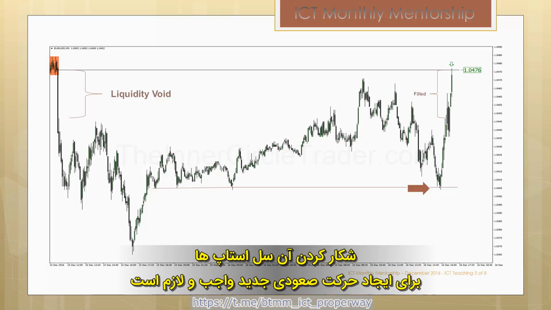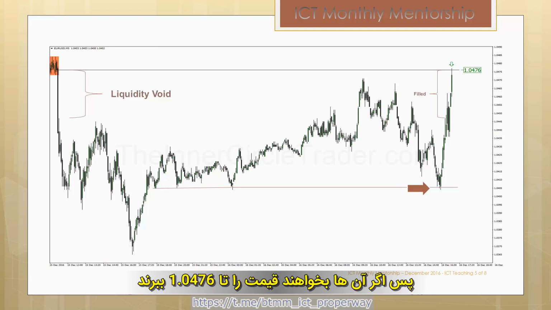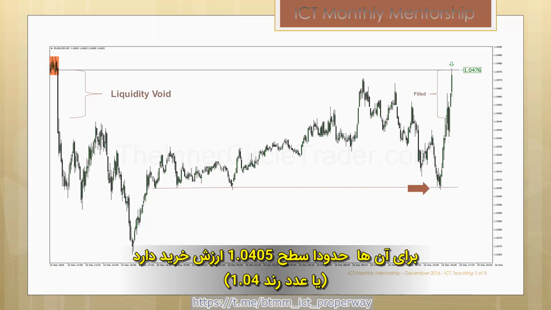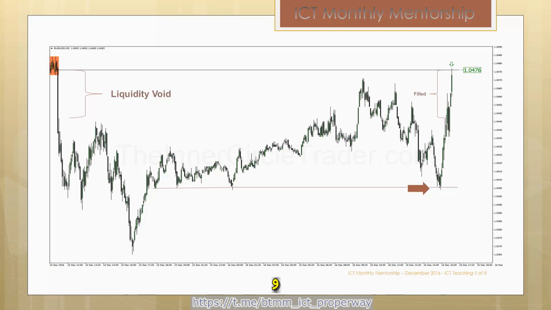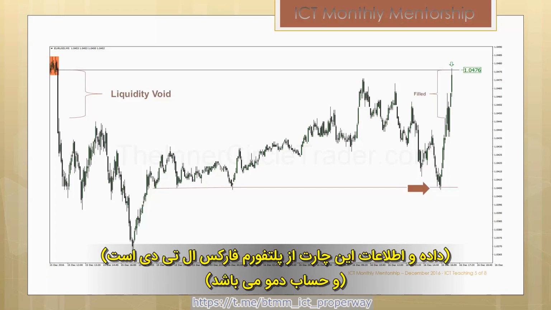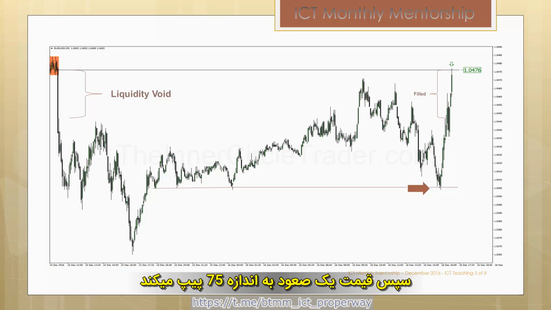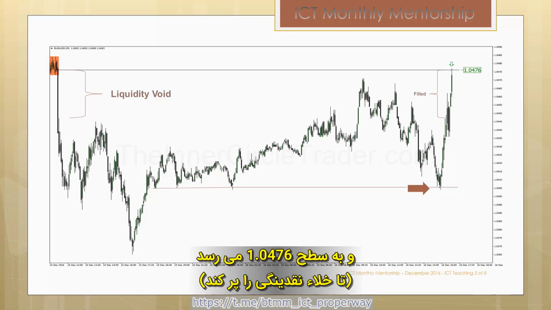That run on those sell stops was necessary for them to facilitate new longs. So that way, if they're going to take price up to 104.76, they're going to make it worth their while. They're going to pick up some buy orders around 104.05, 104 big figure, depending on what data feed you're looking at. But on this here for the Forex LTD platform for demo trading, the feed shows 104.05 thereabouts, and then price makes a run of 75 pips up to 104.76 and closes in that liquidity void.